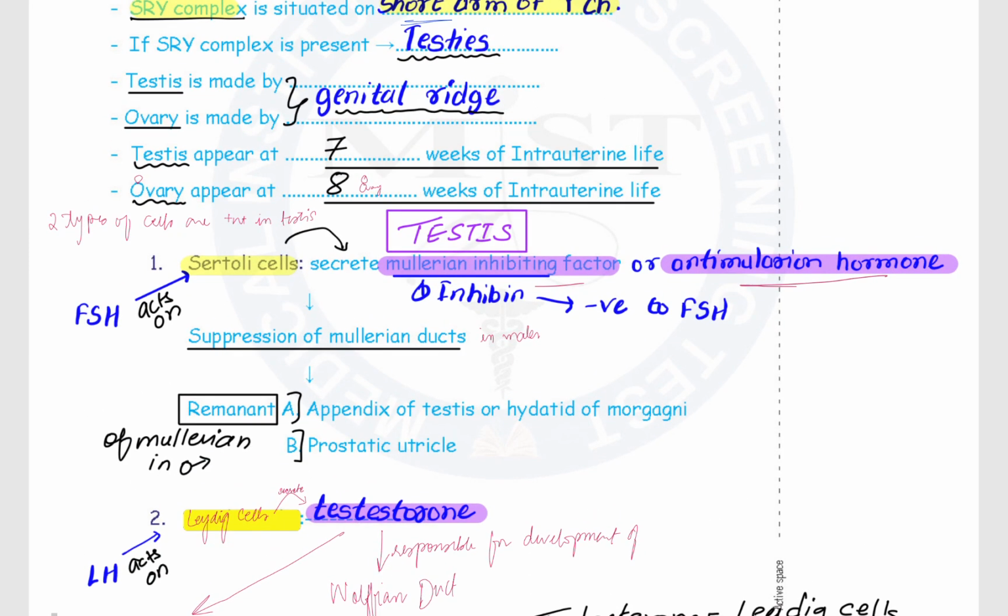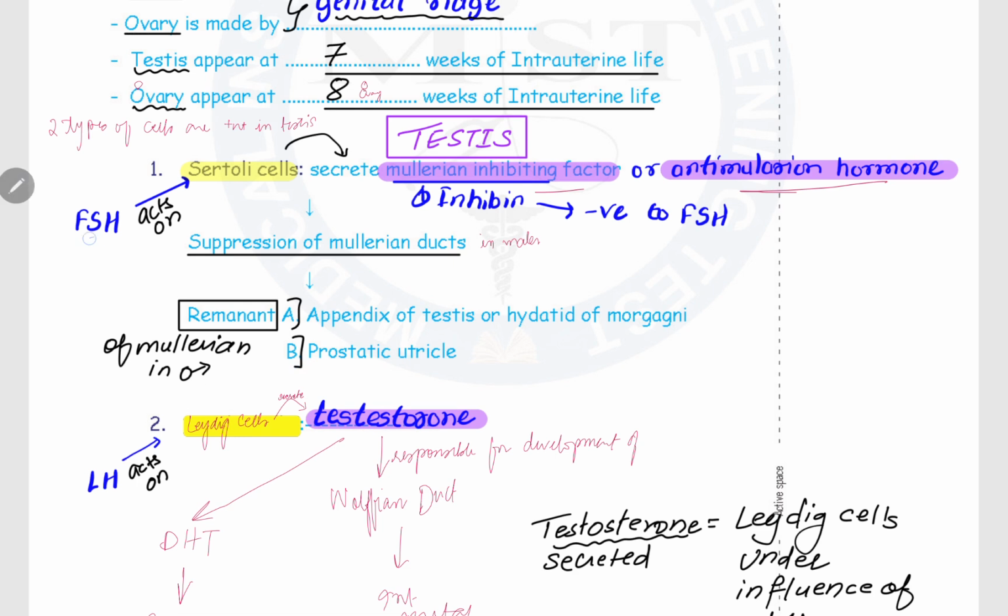Okay, so two types of cells are found present in the testes, which are Sertoli cells and Leydig cells. Okay, now we're talking about testes first of all. Two types of cells, Sertoli cells and Leydig cells. Who stimulates Sertoli cell? FSH acts on Sertoli cells, LH acts on Leydig cells. It's simple, I guess. Okay. S for S and L for L. So FSH acts on Sertoli cell.